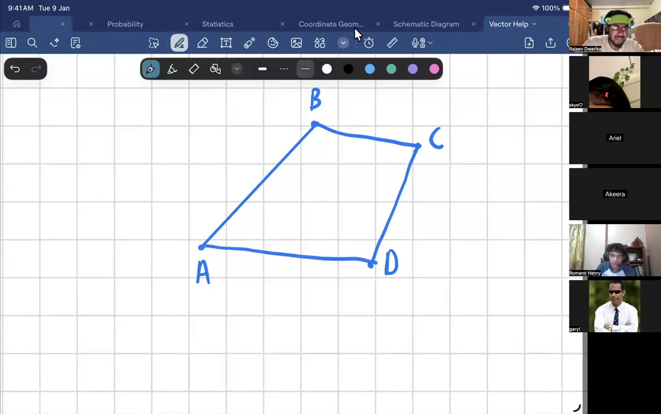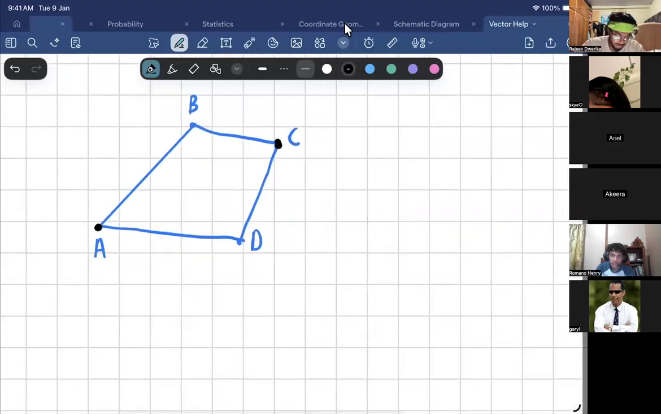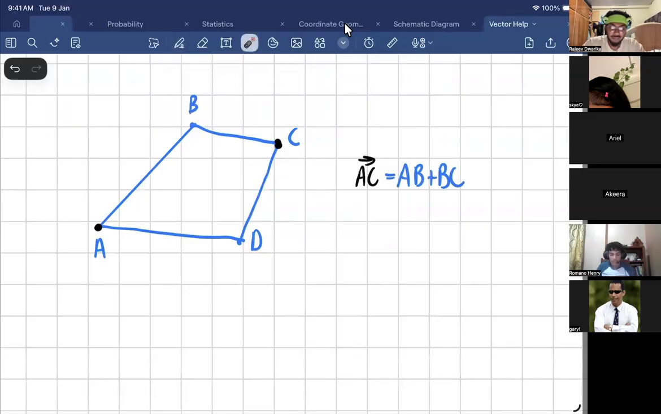Could anybody in class tell me how I could go from A to C? Is there anybody in class that could tell me how to go from A to C? Yes, sir. You go from A to B, then B to C. I say you don't know nothing about vectors. Let me know if that makes sense at least.